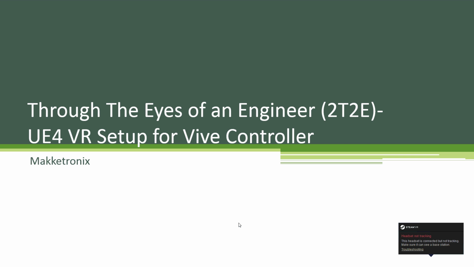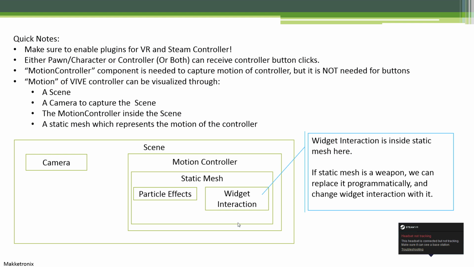We're gonna talk about how to set up virtual reality in Unreal Engine 4 for the VIVE controller. Probably you can apply lots of the concepts here to other controllers. As a quick thing before we start, we have to make sure that we've enabled the plugins for VR and the Steam controller. There are two plugins that we need to enable.